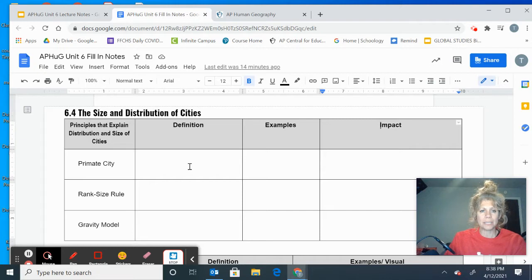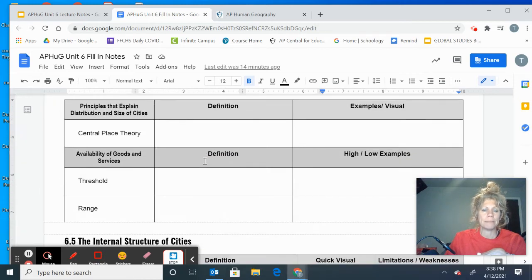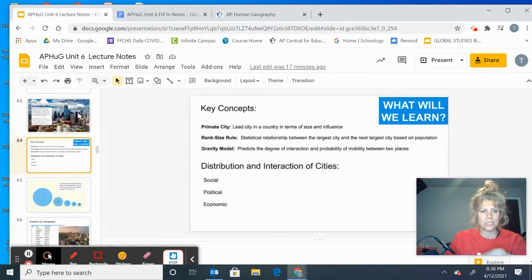So if you want to pause the video here to set up your notes, there's going to be two parts of the standard. The first is here where you see primate city, rank size rule, and gravity model. You'll need a space for definition, examples, and impact. And then for the second part of the standard, you will need a place for a definition and again, examples. Okay, so go ahead and pause if you need to. Otherwise, I'm going to go ahead and get started.